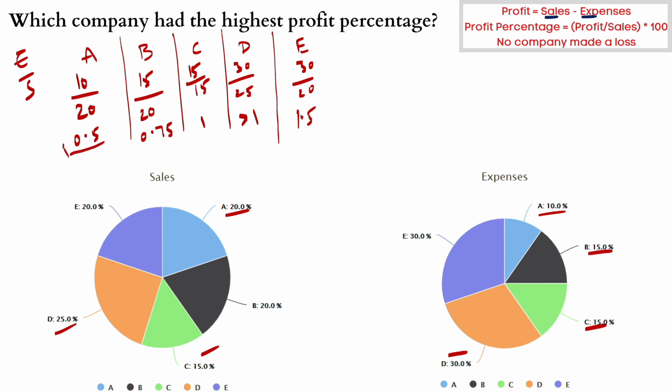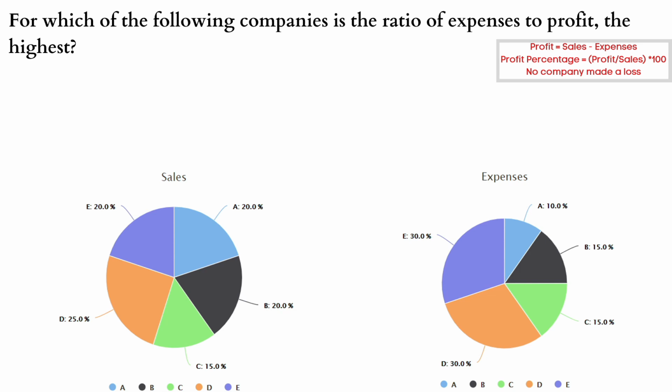So this is 0.5 for company A, right? So we can say that the highest profit percentage among all the companies is for company A. So the answer is company A. Move on to the second one here.